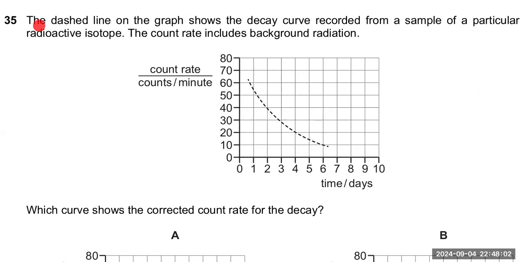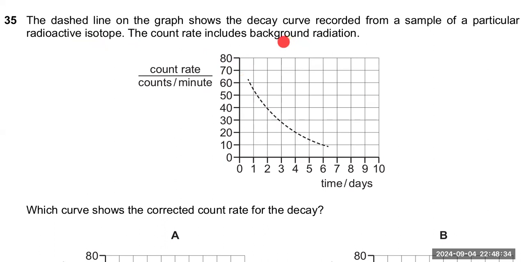Now, this question is related to the half-life. The dashed line on the graph shows the decay curve recorded from a sample of a particular radioactive isotope. The count rate includes background radiation. Which curve shows the corrected count rate for that isotope? The question is that you are given the graph of a specified radioactive isotope, and the count rate also includes the background radiation.